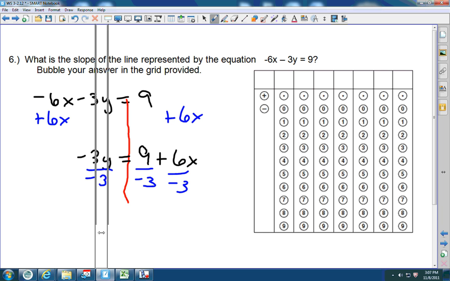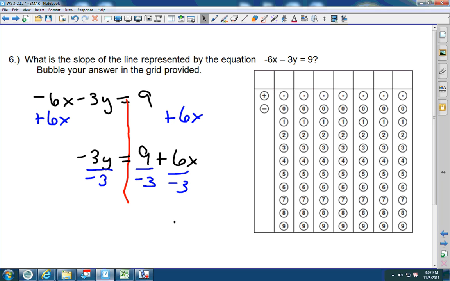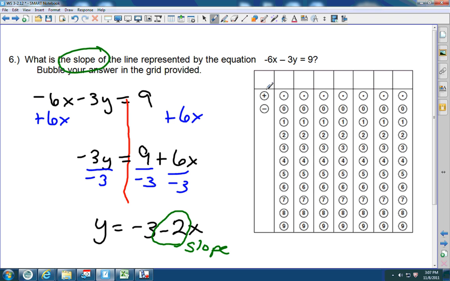And I get, oops, I don't know what's going on here. All right, let's see here. I was tripping for a while. Okay, I get y equals negative 3 minus 2x. Well, what's my slope? See, it wants my slope. Here's my slope right here. That's the slope. So you're going to come up here and bubble in a minus. And then I can put the 2 right here and bubble in the 2. You don't have to do anything else with the rest of those.